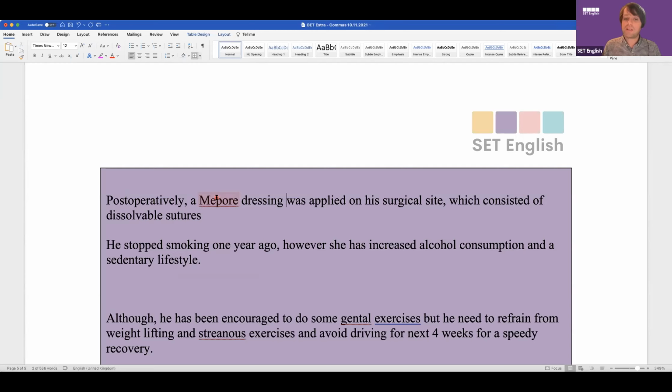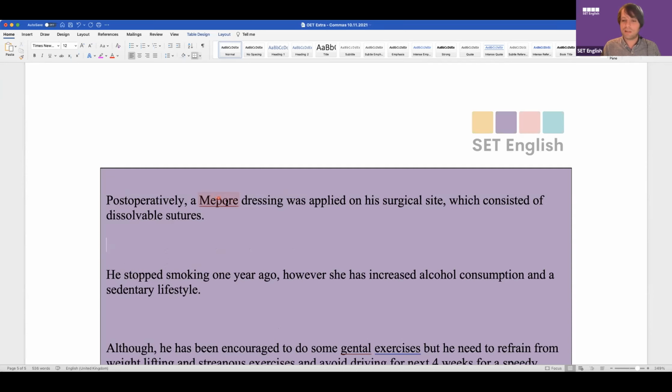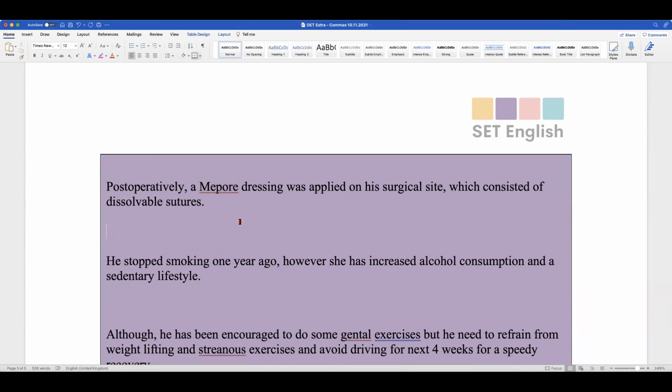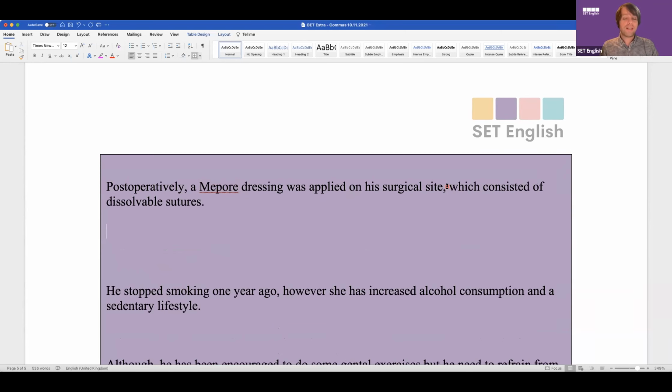Okay, so it was applied to the site, which consists of dissolvable sutures. Is this an error here? Yes, remove the comma before "which." Do I remove this or not? No, I don't think so. It's good. I think it's non-defining. So this is not an error. Just trying to test: is this a defining or non-defining relative? Non-defining. What does that mean, non-defining? It's not essential. It means you can omit it, and the meaning isn't affected. Not essential to the meaning, right?